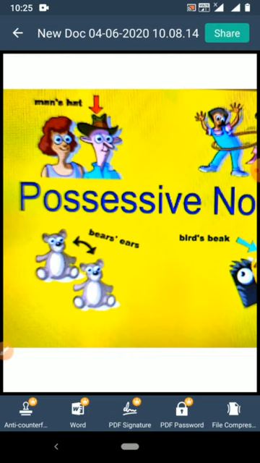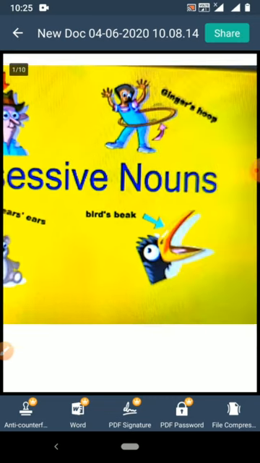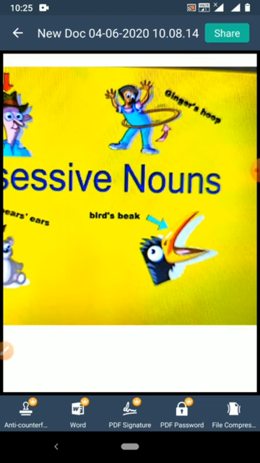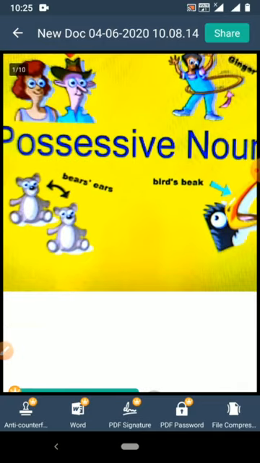In the first picture, you can see the words are men's head. That means the head belongs to whom? Men's. Second picture shows Ginger's hoop. Whose hoop is it? Ginger's. Third picture, you can see bear's ears. Now, look at the difference. Here, that apostrophe is used after S.